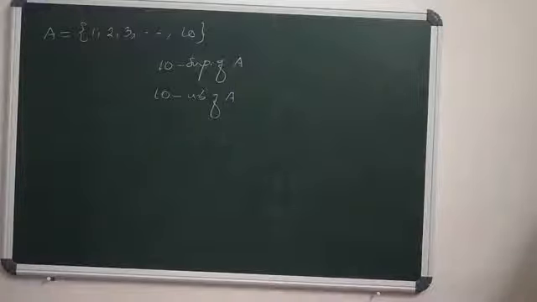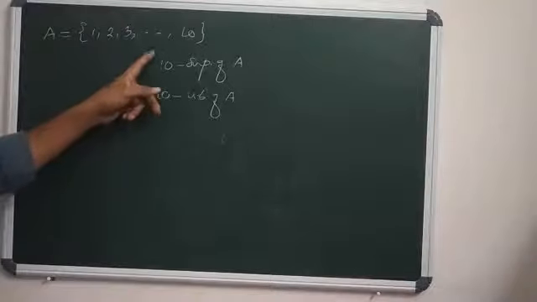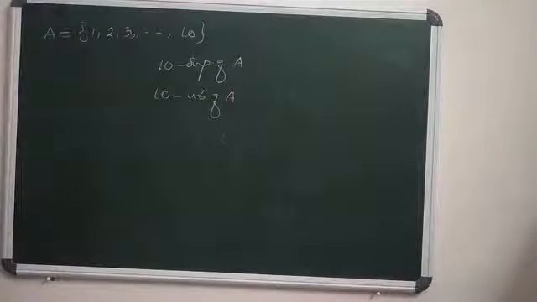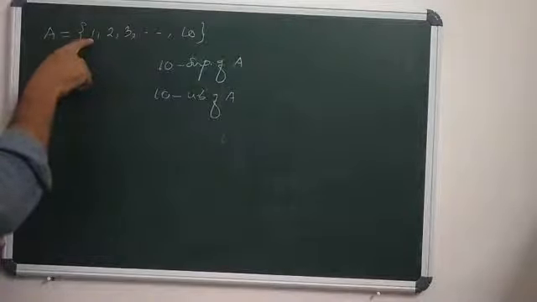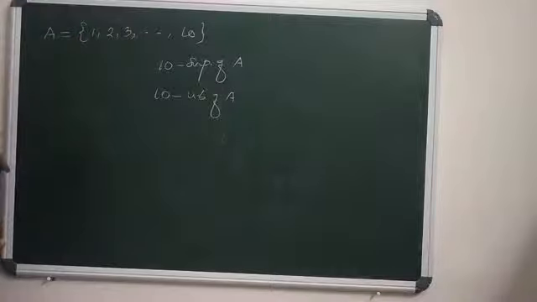11 is an upper bound of A. How many upper bounds? Infinitely many upper bounds. But 10 is the least upper bound, which means there exists only one least upper bound. Similarly, 1 is the greatest lower bound. Every number less than 1 is a lower bound, and 1 is also a lower bound. Therefore, there is only one. So 1 is the greatest lower bound.